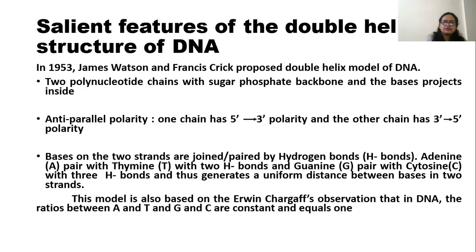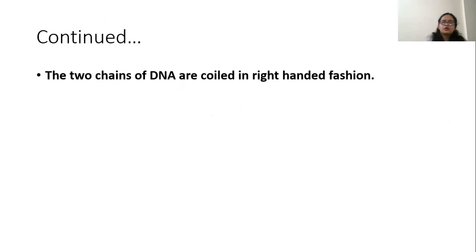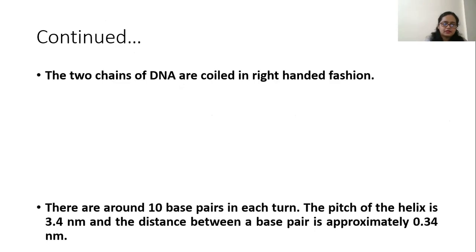It means that adenine would be equal to thymine, while the content of guanine is equal to the content of cytosine. Now the other observation or assumption which was made was that the two chains of DNA are coiled in a right-handed fashion. Means their coiling is towards the right hand.